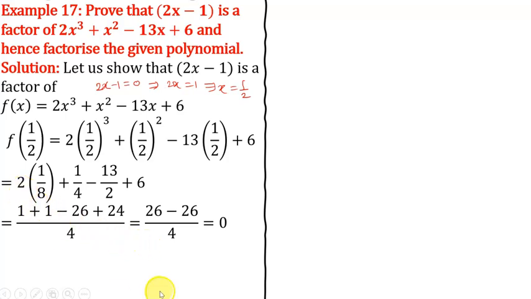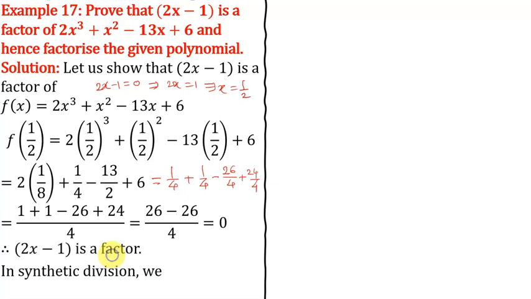Now after the simplification, you can write: first is 1 upon 4 plus 1 by 4. Next, by finding the LCM, which is 4, here 13 into 2 means 26 upon 4, and last is 6 into 4, that is 24 upon 4. And after simplification, you will have 26 minus 26 upon 4, that equals 0. Therefore here 2x minus 1 is the first factor.